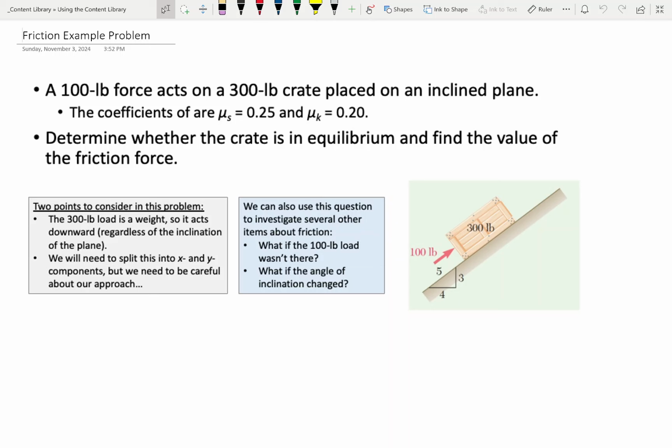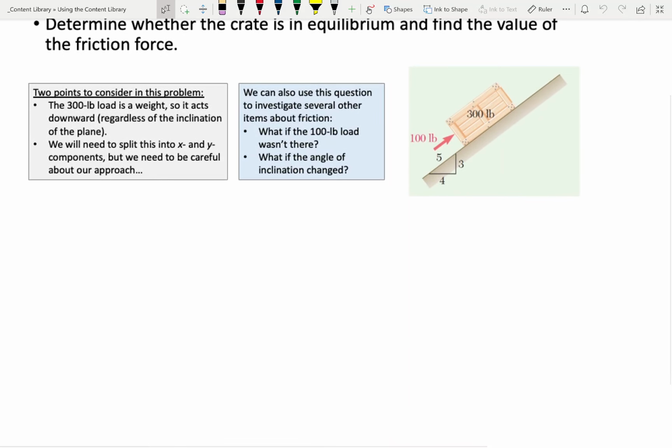All right. Now, this is a 3, 4, 5 triangle, okay? So let's do a couple things off the top of our head. Okay, weight components. All right. So the first thing I'm going to do is take the 300 pounds and do this.